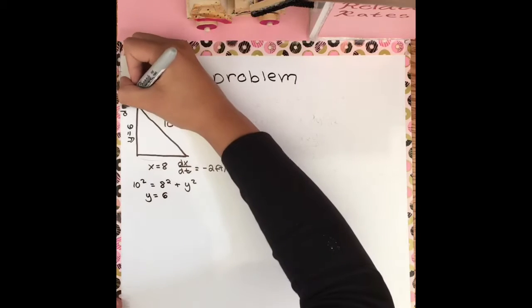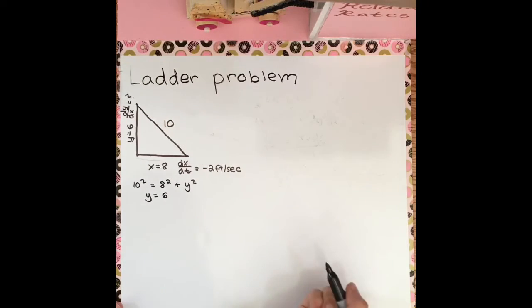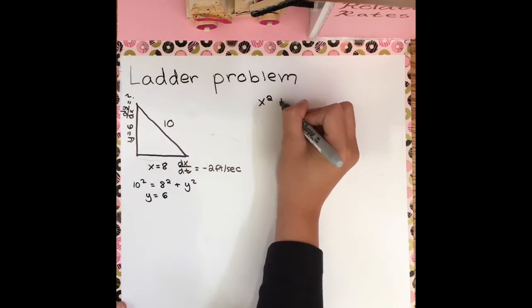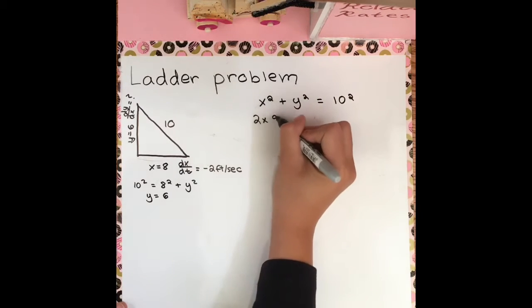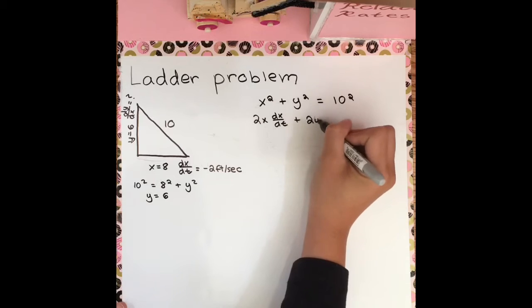Now we can start solving for the rate that y is falling, which is dy/dt. We know by the Pythagorean theorem that x squared plus y squared is 10 squared. Because this relates our rates, we are going to use it. To start, we must implicitly differentiate with respect to time.